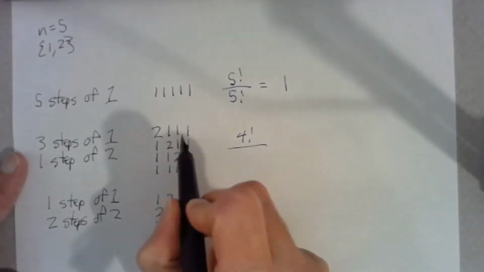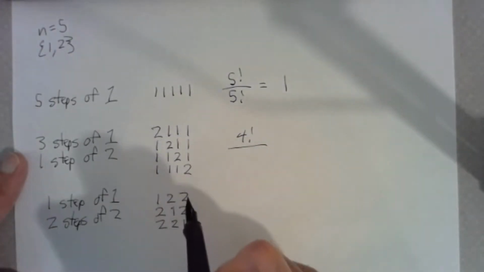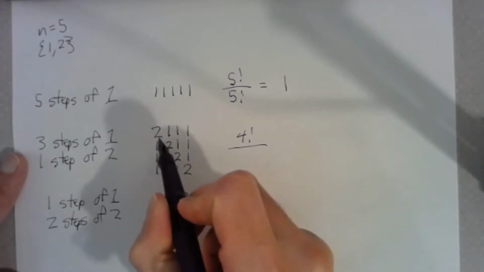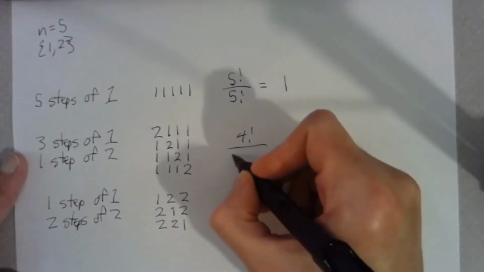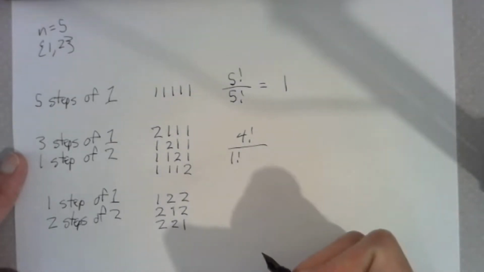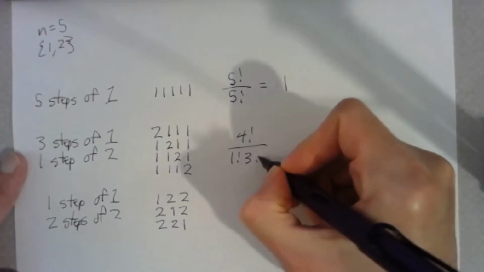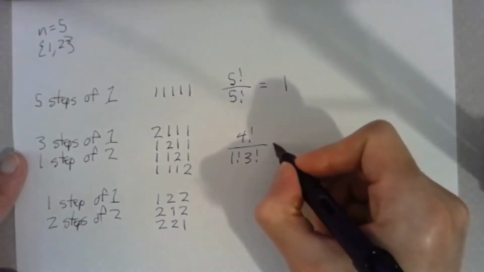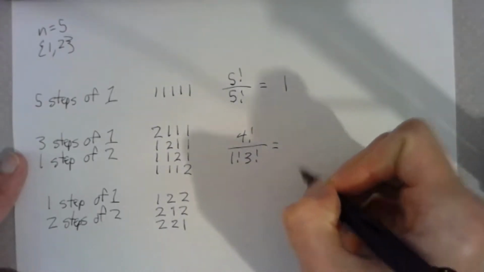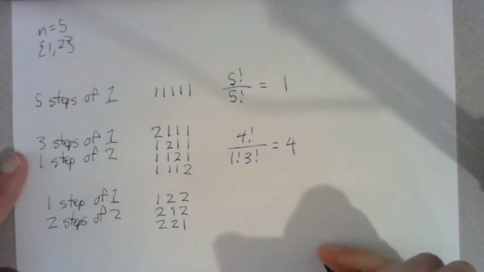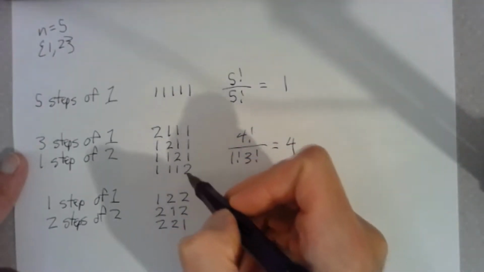I have 2 distinguishable types of objects. The first one I just have 1 of, so that would be 1 factorial. The second type I have 3 of, so that would be 3 factorial. And then that would boil down to just 4. Okay, 4 ways. 1, 2, 3, 4.